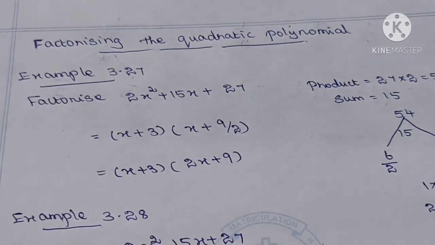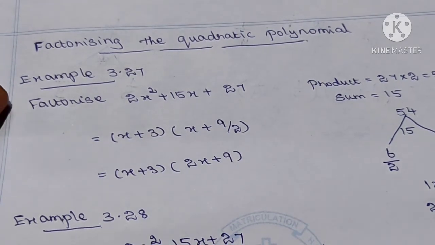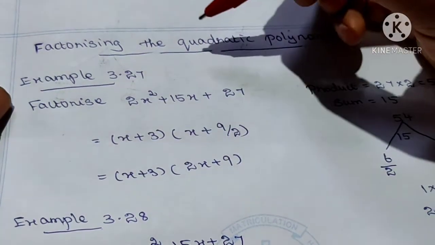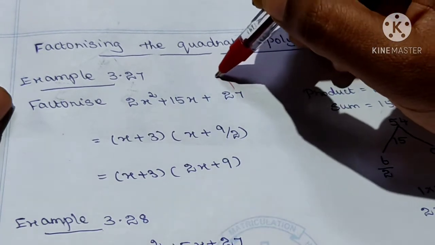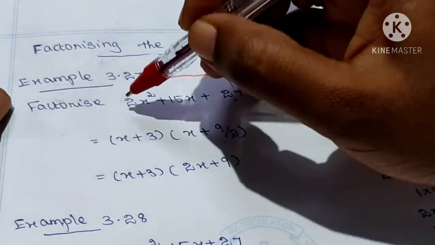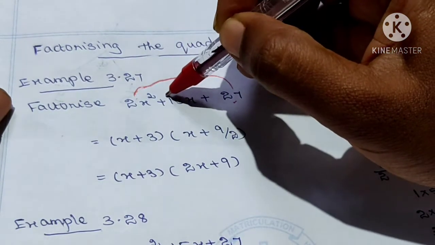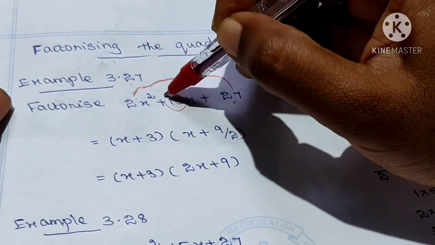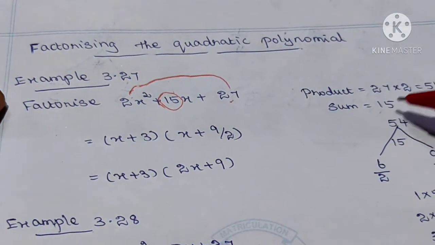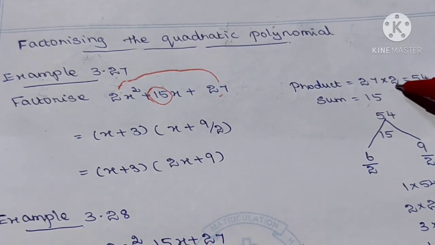Listen. First you find out the product of the quadratic polynomial. You find the product of the constant term and the coefficient of x square. That is the product value, and the sum is the middle value of this quadratic polynomial. Okay, so the product is the constant multiplied by the coefficient of x square term.